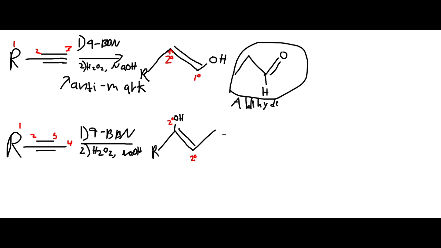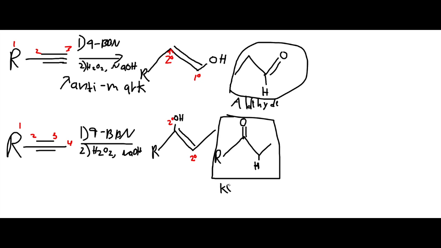Now, we can't make this into an aldehyde because you can't have an aldehyde in the middle. So we're actually going to make this into a ketone through tautomerism. This is our final product here, and this is a ketone. So again, when we have an internal alkyne, it becomes a ketone, but when we have a terminal alkyne, it becomes an aldehyde.